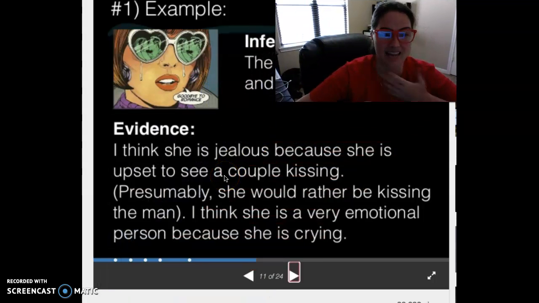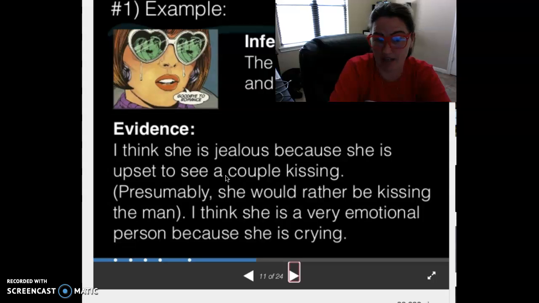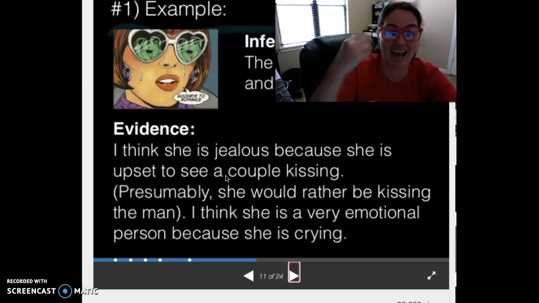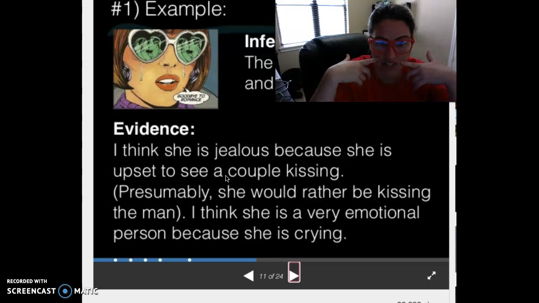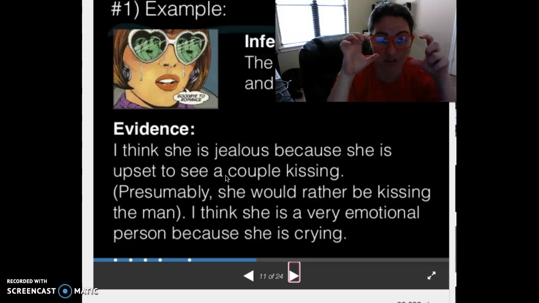My evidence is that I think she's jealous because she's upset to see a couple kissing. Presumably she would rather be kissing the man. I think she's very emotional because she's crying. My evidence for saying that she's emotional is that I see tears running down her face. My evidence for thinking she might be jealous is that I can see in the reflection of her glasses that there is a man and a woman kissing.